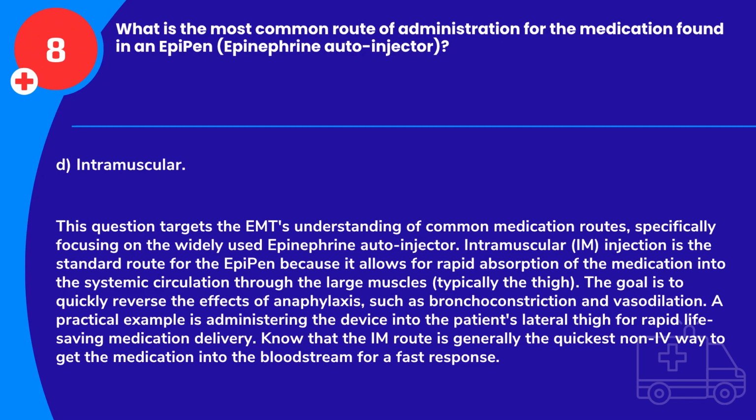Answer: D. Intramuscular. This question targets the EMT's understanding of common medication routes, specifically focusing on the widely used epinephrine auto-injector. Intramuscular (IM) injection is the standard route for the EpiPen because it allows for rapid absorption of the medication into the systemic circulation through the large muscles, typically the thigh.